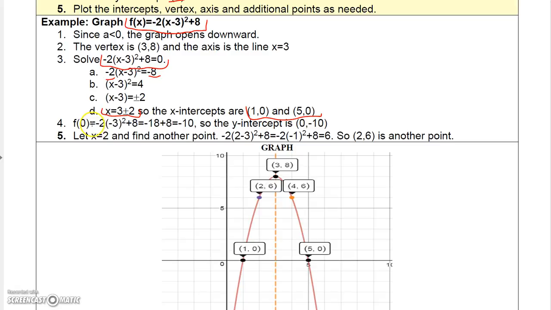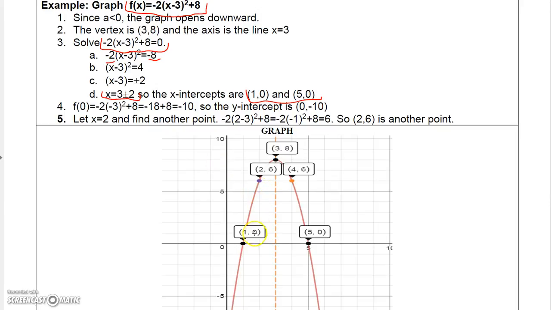The y-intercept here, let's see, it's going to be negative 2 times 9, so that's negative 18, and then plus 8, so that's going to be negative 10. And then if you need to find other points, you can, but I'm just going to go with what we know here. We know the vertex is here at the point (3, 8).